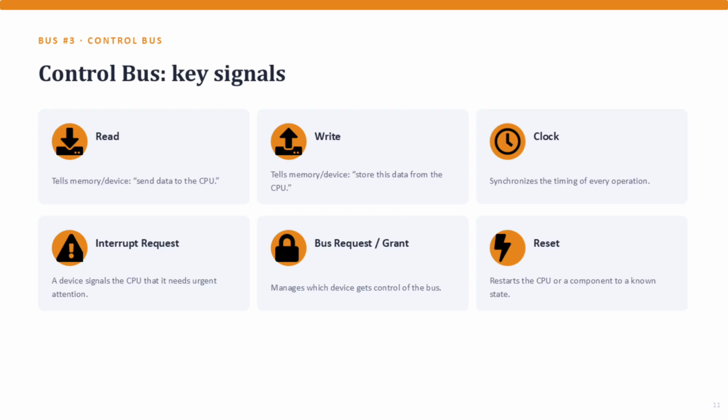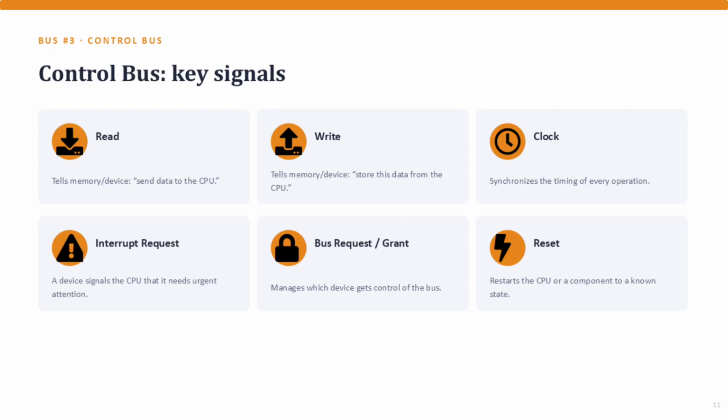Let's examine some of the most important signals carried by the control bus. These signals act like instructions that coordinate every communication inside the computer. Let's look at them one by one. Read signal. Suppose the CPU needs information stored in memory. The CPU sends a read signal through the control bus. This tells memory, please send the contents of the requested memory location to me. Memory then retrieves the required information and places it onto the data bus. So remember, read means data travels from memory to the CPU.